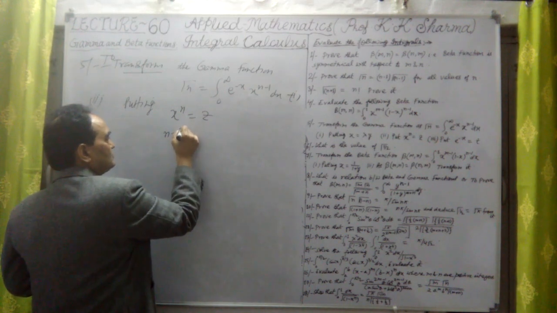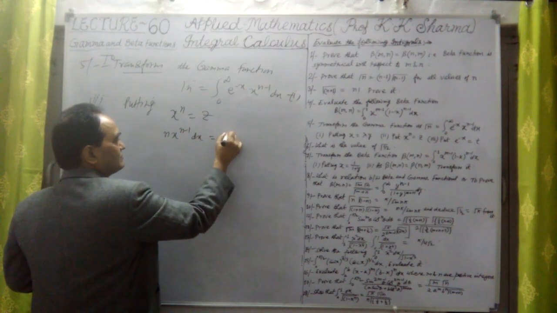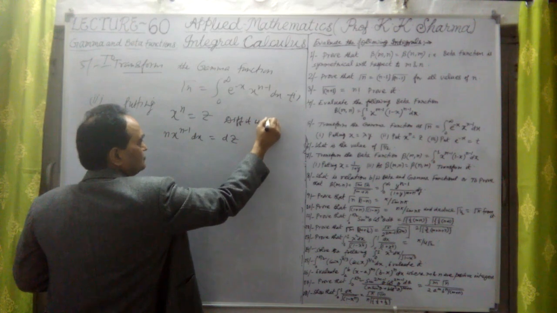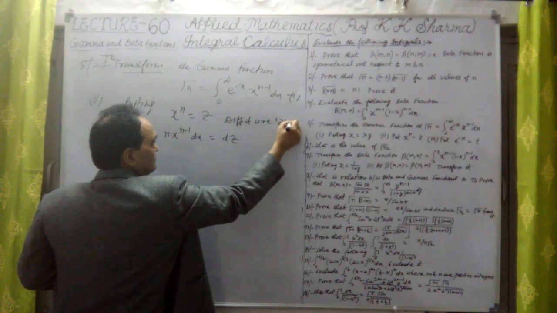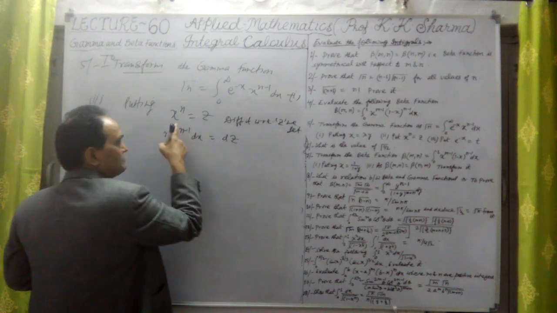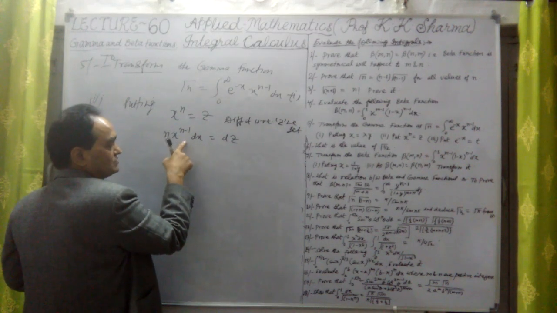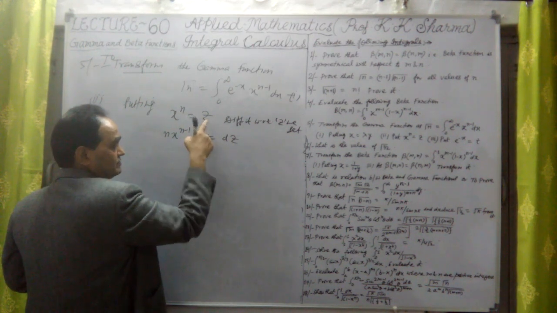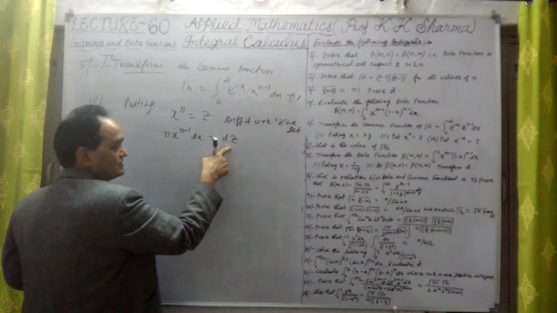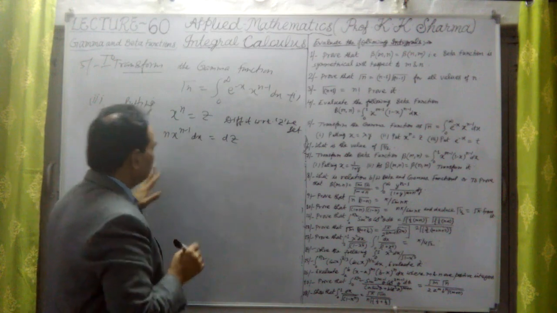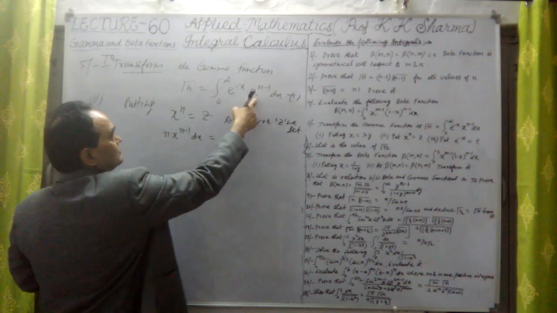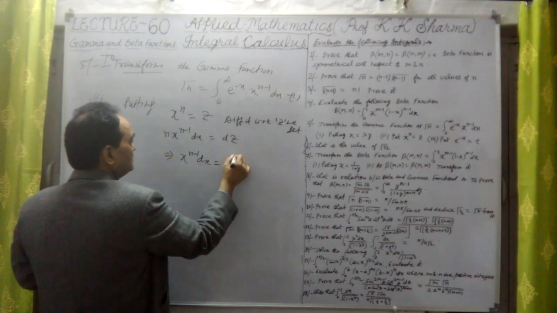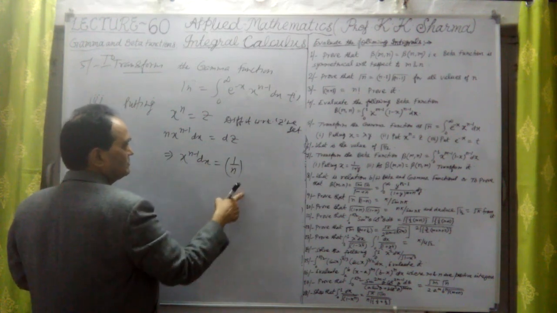This is n into x to the power n minus 1. Differentiating it with respect to z, we get n into x to the power n minus 1 into dx upon dz equal to 1, because we are differentiating with respect to z here, and z differentiation will be 1. Taking dz to the other side, dz into 1 is dz. So x to the power n minus 1 into dx is equal to 1 upon n into dz, where n comes in the denominator.